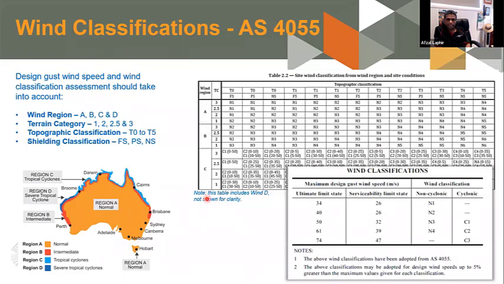And then the final one is the shielding classification, which is a measure of the effect of surrounding buildings on the wind speed. Full shielding is considered appropriate for a typical suburban development having more than 1 house per 1,000 square meters, or 10 houses per hectare. Remember that sentence, because if you look at our typical suburban development, we actually satisfy that rule. So there is an argument to use full shielding in most of our typical suburban developments.